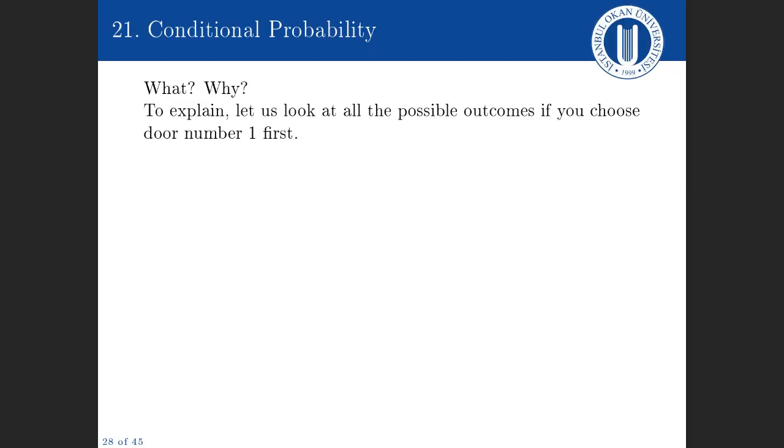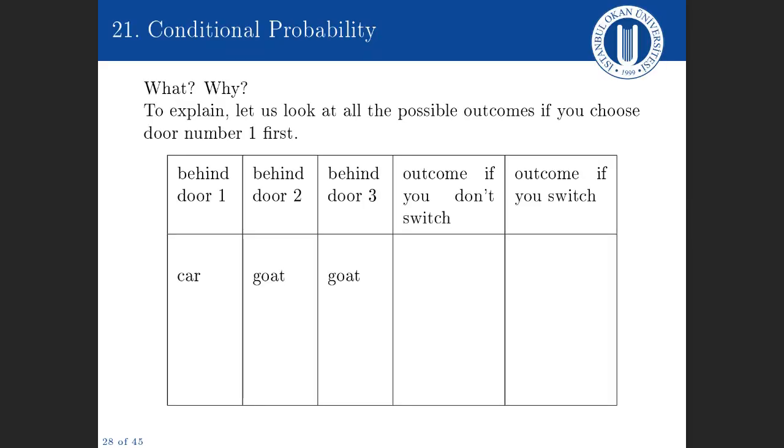To explain this, let's look at all of the possible outcomes if we choose door number 1 first. The 3 doors are all the same for this problem, so it doesn't matter which one we choose. So we'll just say we choose door number 1, and the same thing could happen if we chose door number 2 or if we chose door number 3. It doesn't matter. Let's suppose the car is behind door number 1, there's a goat behind door number 2, and there's a goat behind door number 3. And we've chosen door number 1.